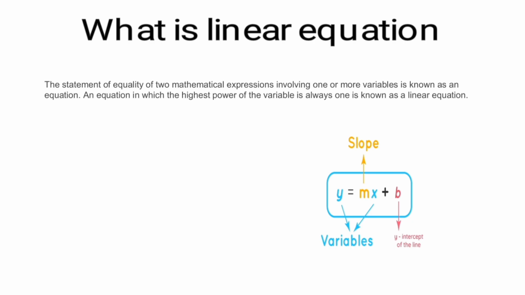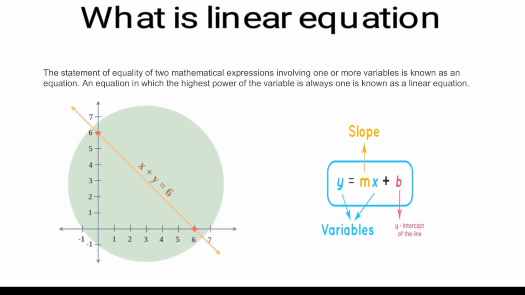Here m is the slope and b is the y-intercept of the line. x and y are variables. For each and every value of x, there is one y value based on a linear equation. In this diagram, we are actually seeing one same linear line with a formula.